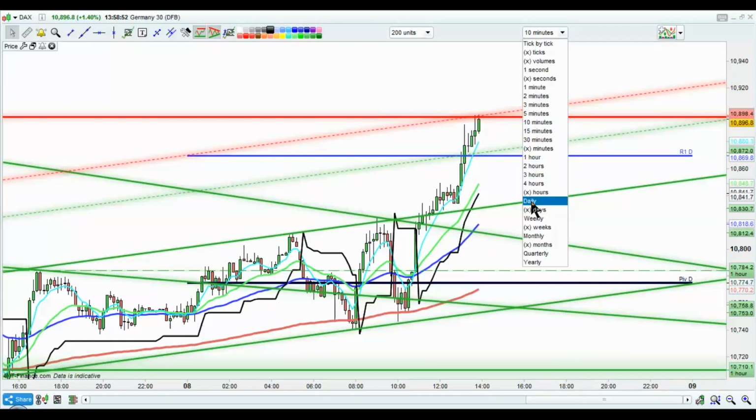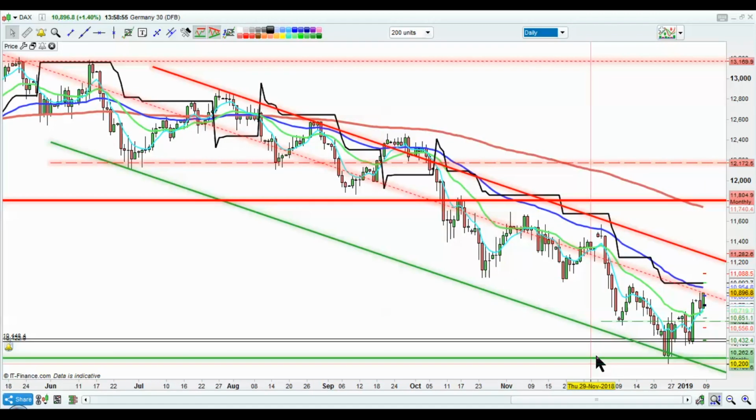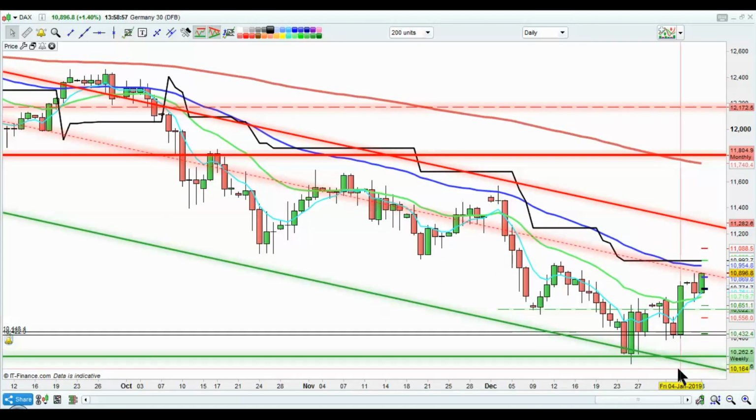So go back to the daily chart. Still got this head and shoulders pattern, and as I said before, there's a high there, so at some point we could see a test of this 10,982.